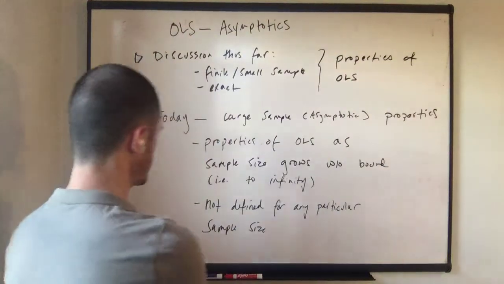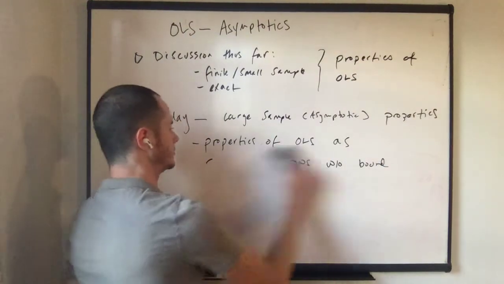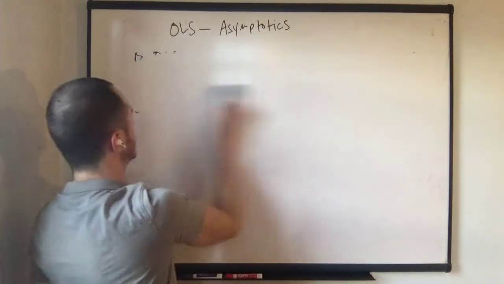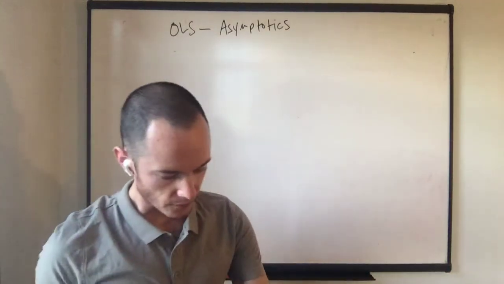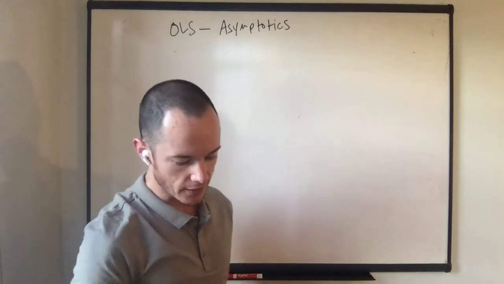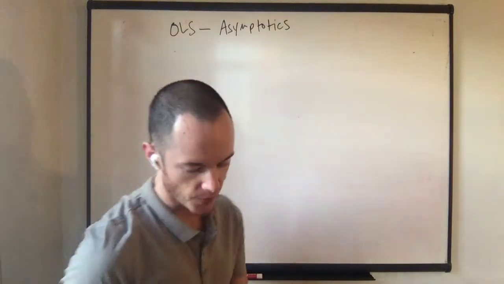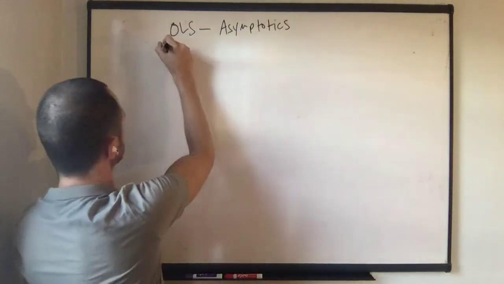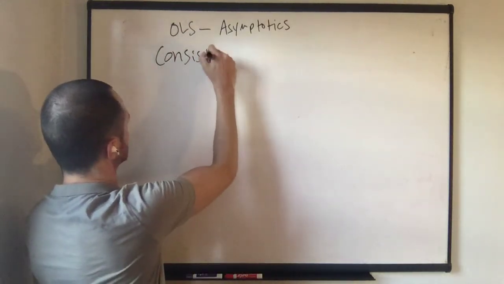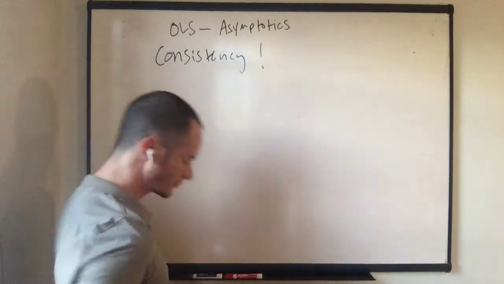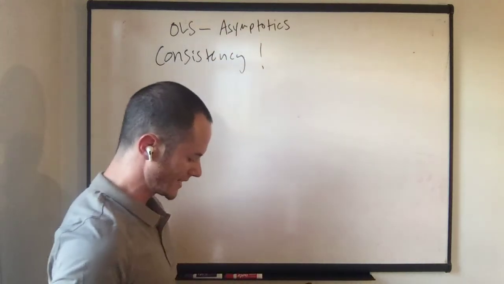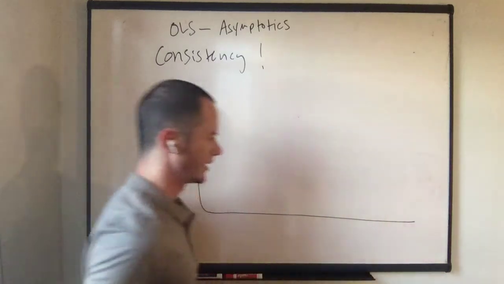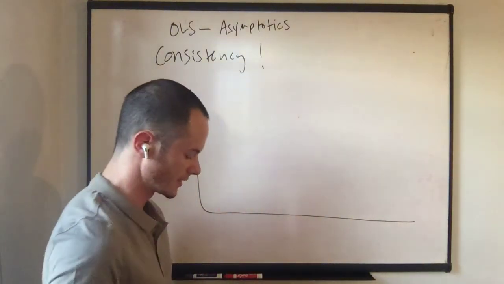So the first thing that we want to think about is the consistency of the OLS estimators. While not all useful estimators are going to be unbiased, consistency is going to be a minimum requirement. Consistency. So what is consistency? Let's use a figure to help us think about consistency.